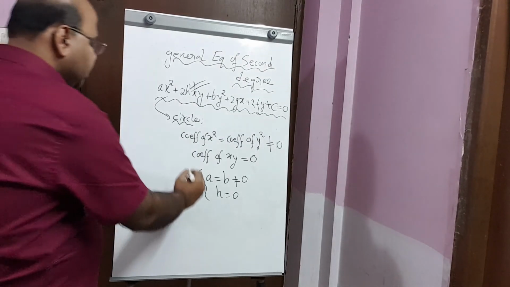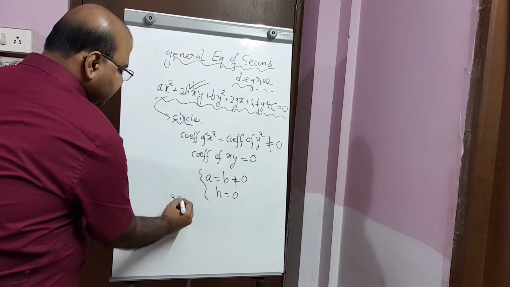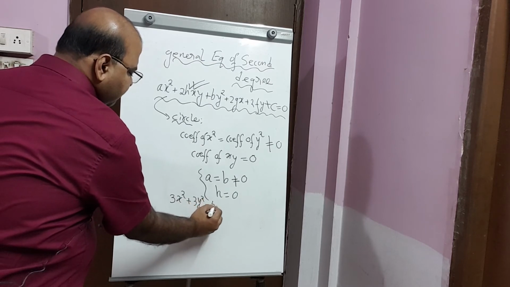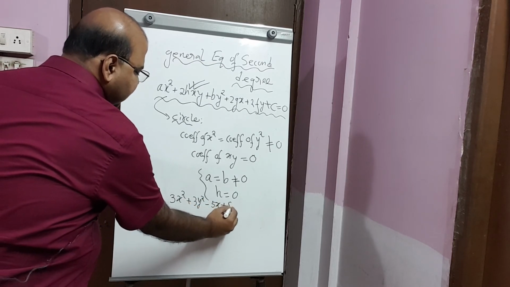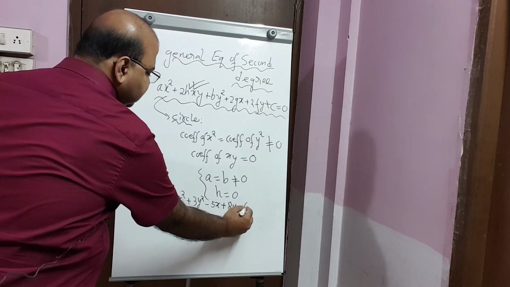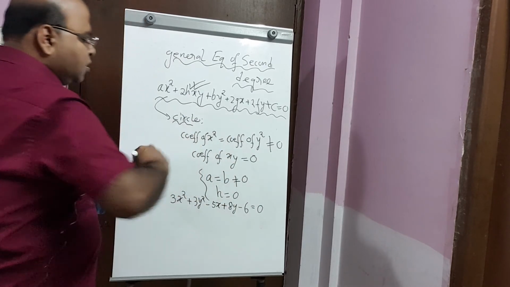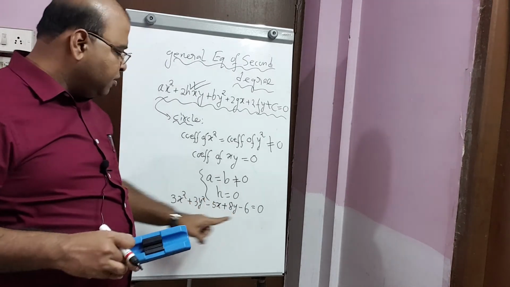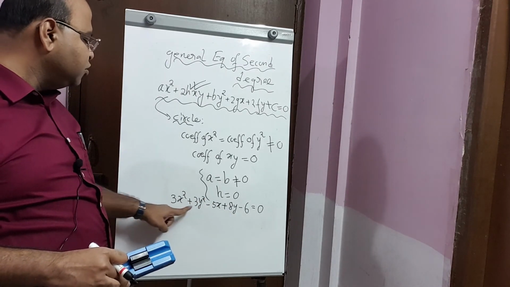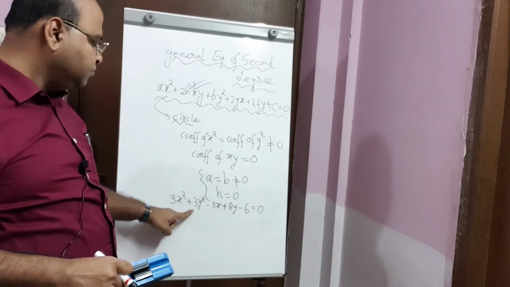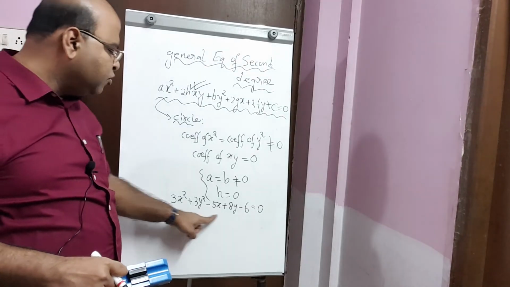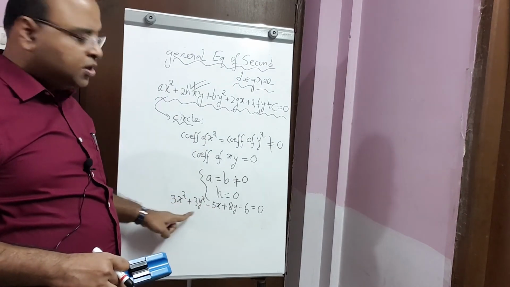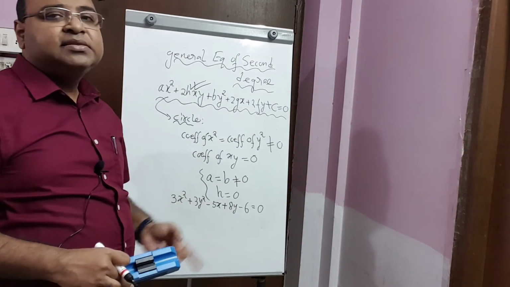For example, we may have such an equation: 3x square plus 3y square minus 5x plus 8y minus 6 is equal to 0. So as we see here, we have an equation of second degree where the coefficient of x square is equal to the coefficient of y square, both are non-zero and equal, and there is no product term xy in the equation, so the coefficient of xy is 0. So hence this equation represents a circle.